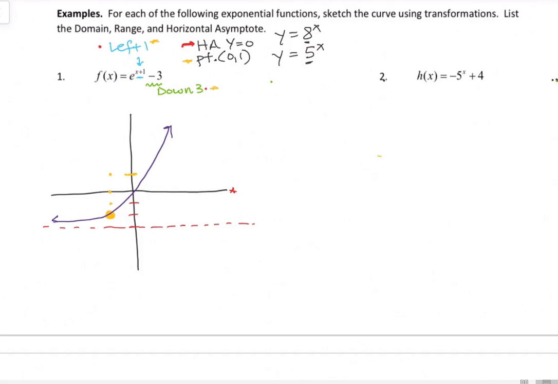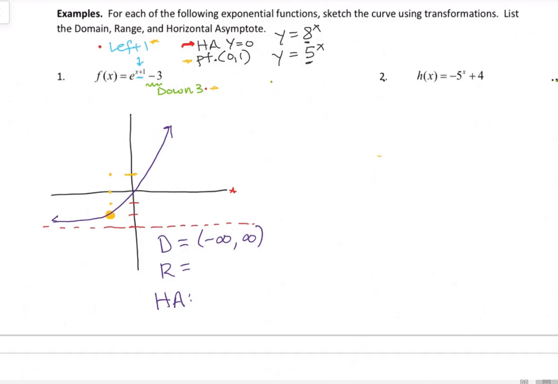Okay, now I mentioned that you're going to be asked for the domain, the range, and the horizontal asymptote. So let's write what those are real quick. The domain is the easiest thing to do for an exponential function because all exponential functions have a domain of all real numbers, so -infinity to infinity.